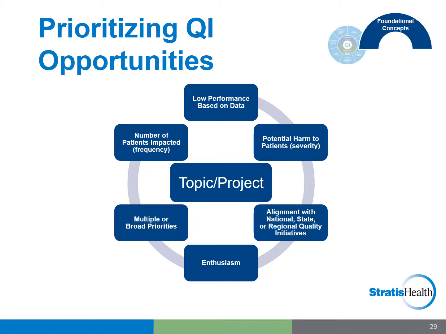Multiple or broad priorities. If your QI project spans or covers multiple issues or priorities, rather than being narrowly focused, you may garner additional support based on the broader reach or impact. The number of patients impacted, frequency of occurrences. It is more effective to choose projects that will influence the quality of care on the greatest number of patients, with the exception of the aforementioned patient safety issues.